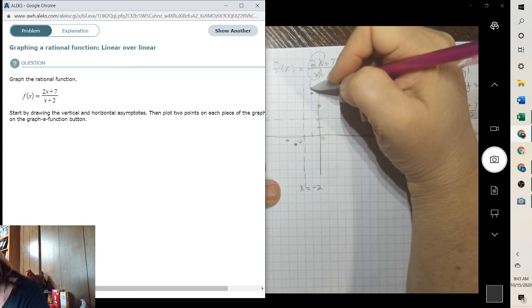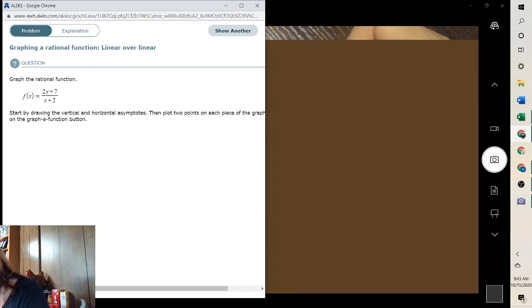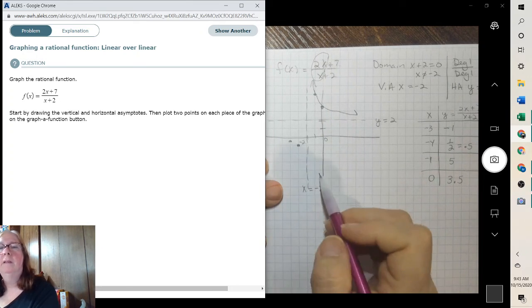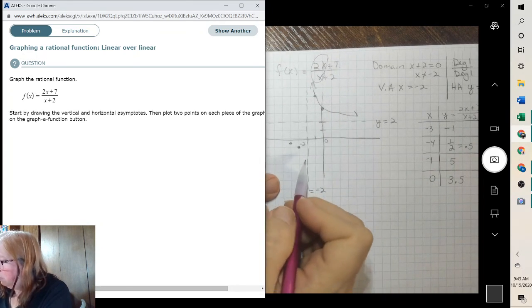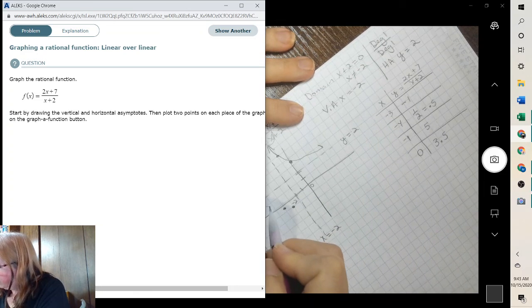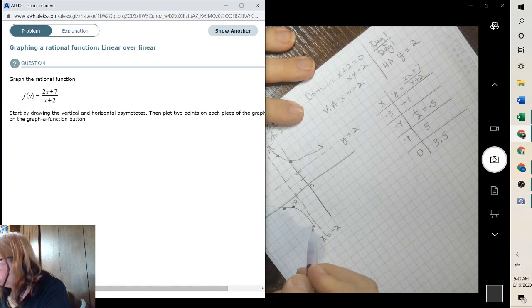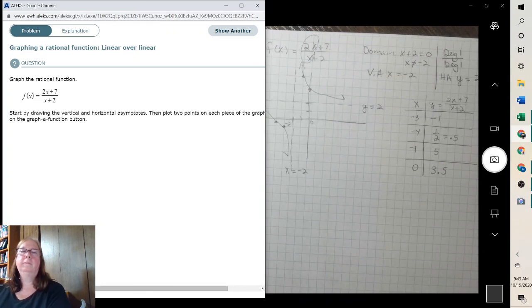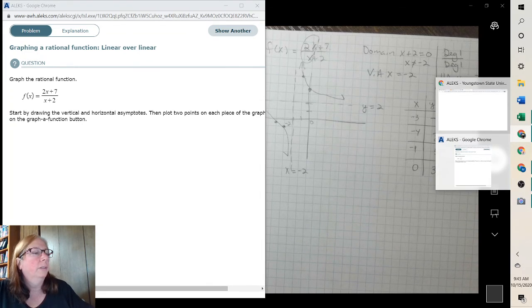So this one's coming here, going that way. This one is going here and going this way. And that's all there is to those.